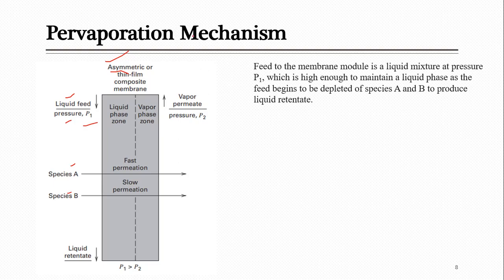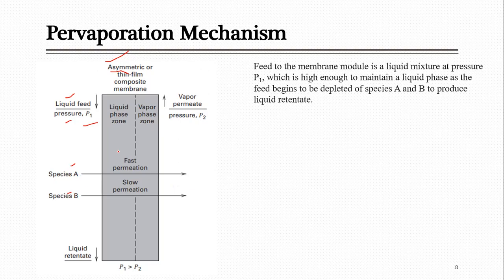And even when some components, like A and B, are removed through this, when feed enters from this part and goes through this membrane, and on the other end it leaves, while it is passing along the membrane, some component definitely will diffuse through the membrane, like A, and some part of the B.